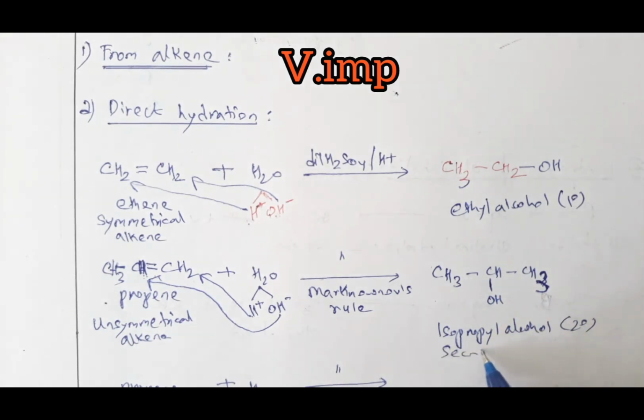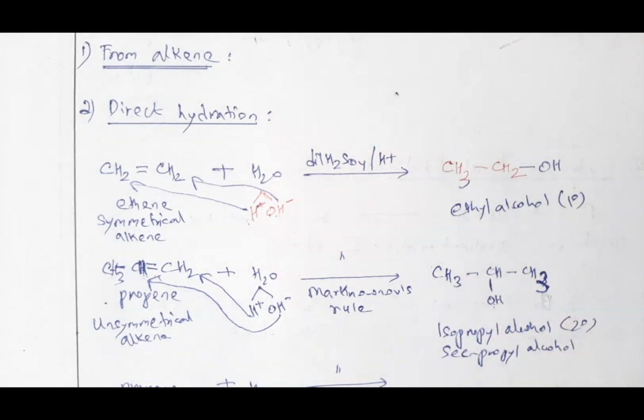Therefore, it is also known by the name sec-propyl alcohol, whose IUPAC name is propan-2-ol. So it is called propanol in the IUPAC name. So we prepare primary alcohol as well as secondary alcohol through direct hydration.